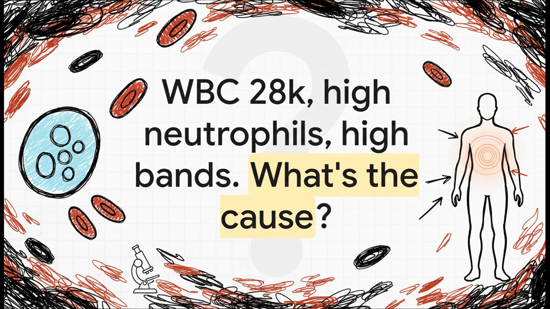Okay, quick check on that. Your patient's labs come back. White blood cell count is 28,000, and they've got high neutrophils and high bands. What should be screaming in your head? That's a left shift. It's pointing straight to a severe bacterial infection, and you should be thinking sepsis.